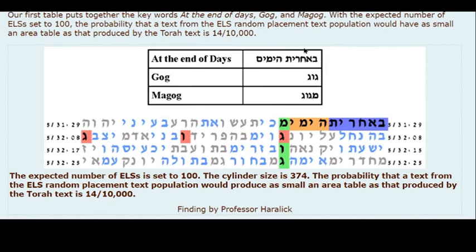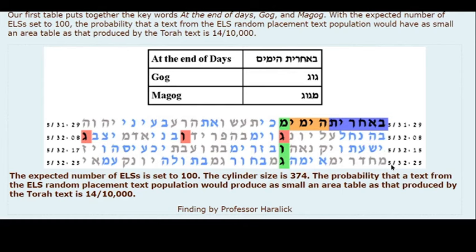So these are the statistics of this table, in which you can see B'achrit hayamim, in the end of days, we will have Gog and Magog. The Gimel is shared between the letters, Gog and Magog, showing the connection. And it is very interesting, by the way, that this verse deals with Goyim, with nations, and really speaks about the creation of the world, different nations.